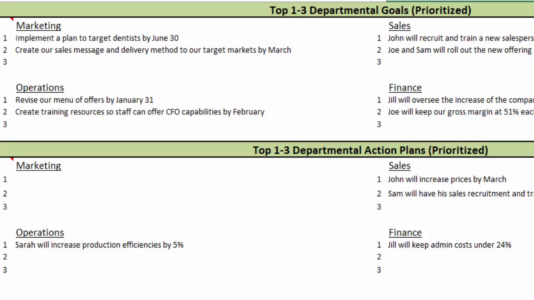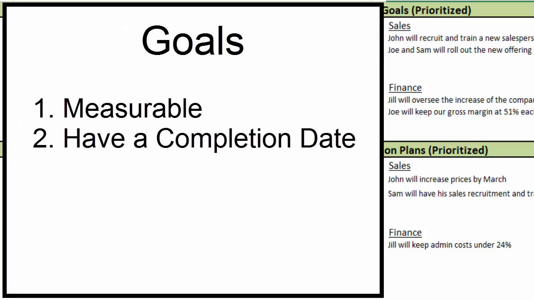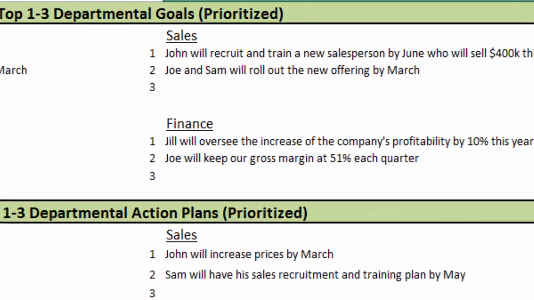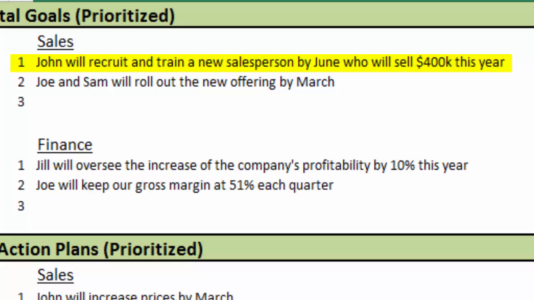The next step is to make sure that these goals qualify as goals. To qualify as a goal, it must be measurable and have a completion date. I also like to add to each goal who is responsible for its accomplishment. As an example, I might word a sales goal in the following way. John will recruit and train a new salesperson by June who will sell $400,000 this year. This one goal might have consolidated several other goals that were thought of in the brainstorming process.